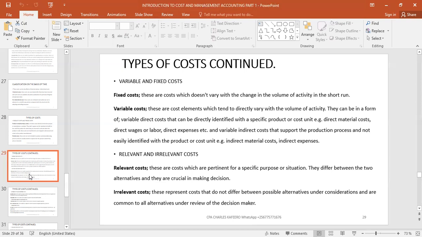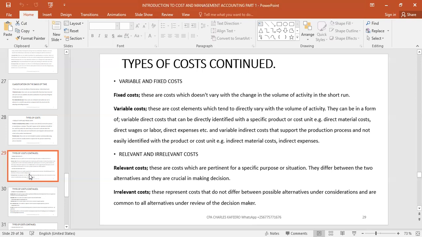The third type of cost, we have the relevant costs and irrelevant costs. Relevant costs are costs which are permitted for a specific purpose or situation. They differ between the two alternatives and they are crucial in decision making. I hope even that one I explained it. You can check my previous video and try to get more clarity about it.